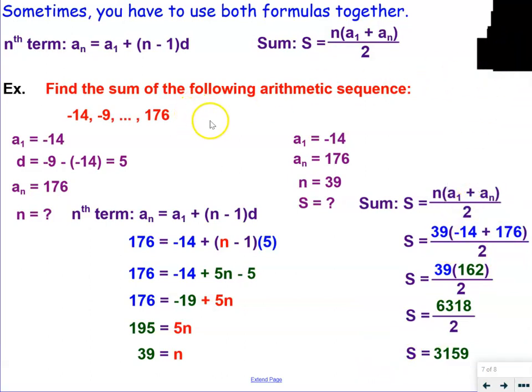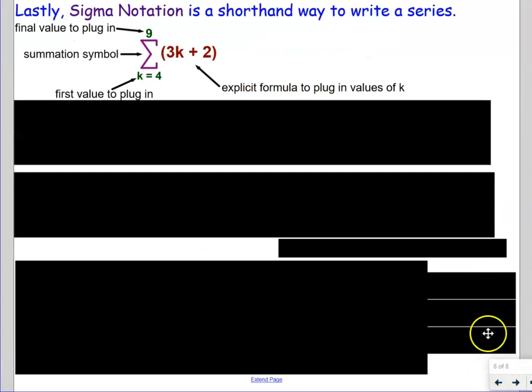So if you add all 39 terms in this list one at a time, that's a lot of typing in the calculator, you will get 3,159. All right, the last slide is something called sigma notation. This is a shortcut or shorthand way to write a series. You're going to see this symbol. That's called the summation symbol. That's the sigma itself, and it tells you to add everything up.